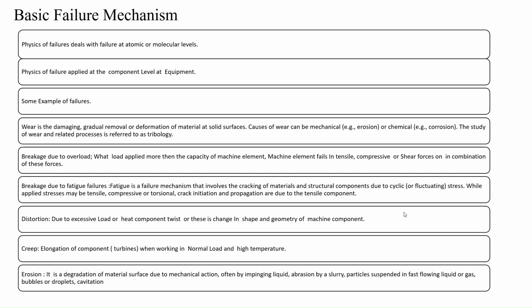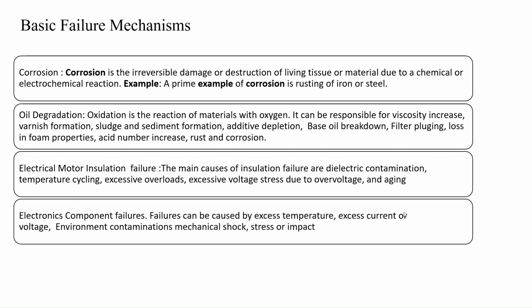Corrosion. Corrosion is the irreversible damage or destruction of living tissue or material due to a chemical or electrochemical reaction. A prime example of corrosion is rusting of iron or steel. Oil degradation. Oxidation is the reaction of materials with oxygen. It can be responsible for viscosity increase, varnish formation, sludge and sediment formation, additive depletion, base oil breakdown, filter plugging, loss in foam properties, acid number increase, rust, and corrosion.